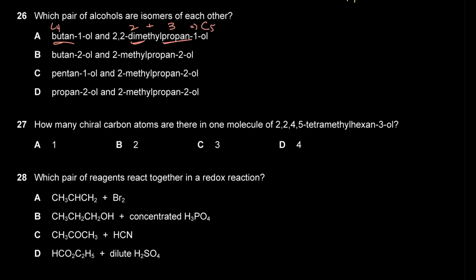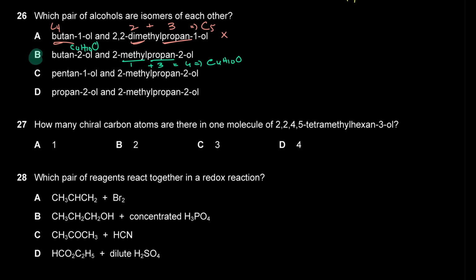So these can't be isomers, right, because isomers have to have the same molecular formula. You look at option B, butan-2-ol, again is C4H10O, and then we have 2-methylpropan-2-ol. We have 1 carbon here, methyl, plus 3, that's prop, which means we have a total of 4 carbon atoms, which implies that this alcohol also has the molecular formula C4H10O. Okay, so these two are isomers of each other.